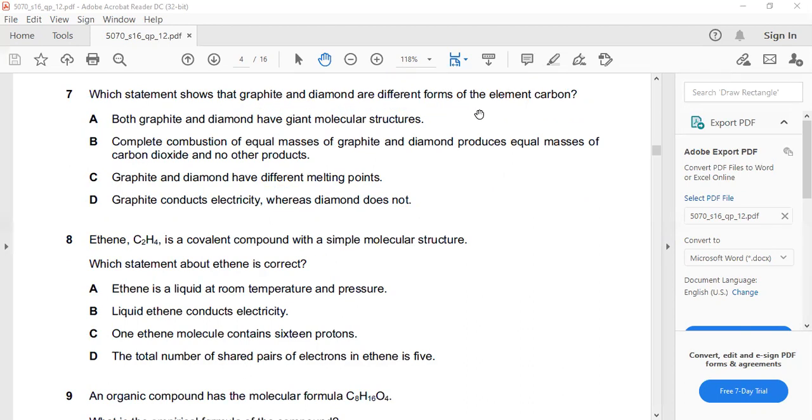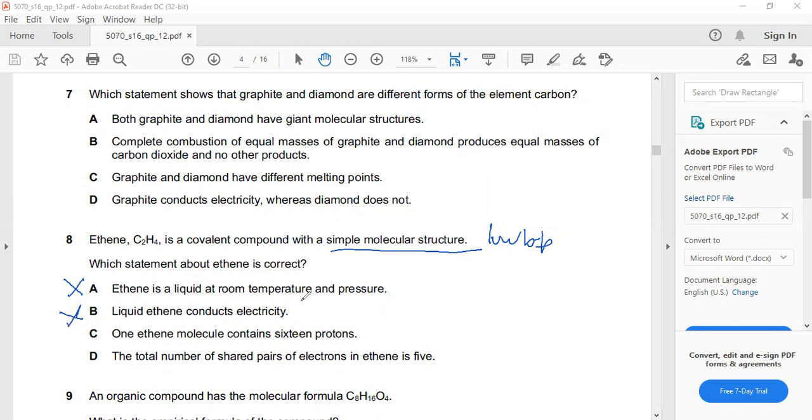Number 8. Ethene is a covalent compound with a simple molecular structure. Which statement about ethene is correct? Simple molecular structure means low boiling point and melting point. It does not mean that it's a liquid at room temperature. Does liquid ethene conduct electricity? No way.